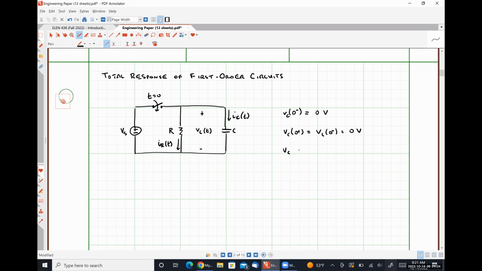Now here's where things get interesting. Okay. What value is the capacitor voltage going to have at t is equal to infinity, a long time after the switch has closed? Yes, because they'll be connected in parallel and our transient will have died out. Okay.